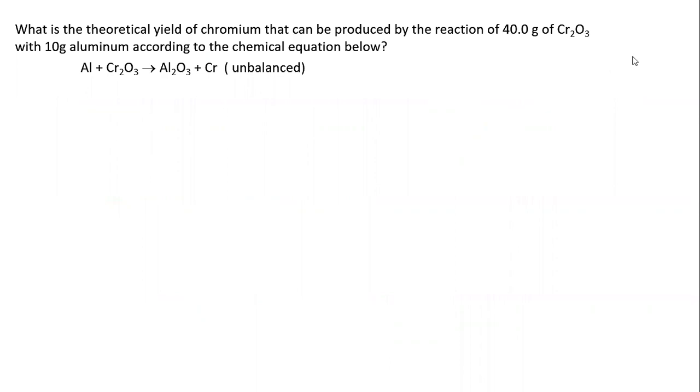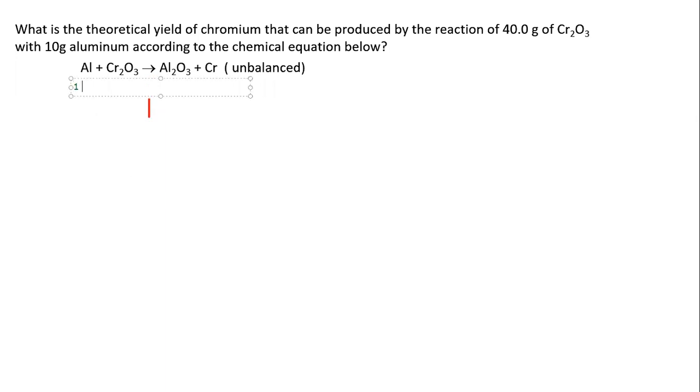So here we have this reaction. We want to know what is the theoretical yield of chromium that can be produced from a reaction of 40 grams of chromium 3 oxide with 10 grams of aluminum according to the chemical equation below. And it says it's unbalanced. So the first thing we need to do is balance the equation. Sometimes it'll give you balanced equations, sometimes it won't.